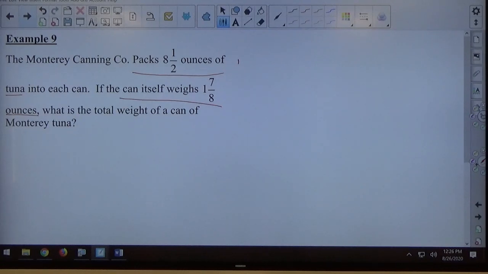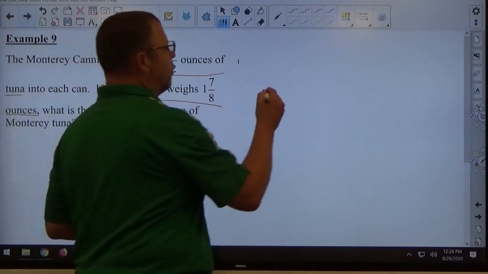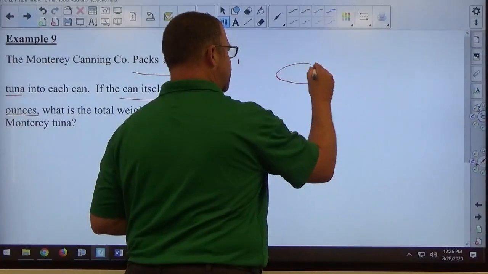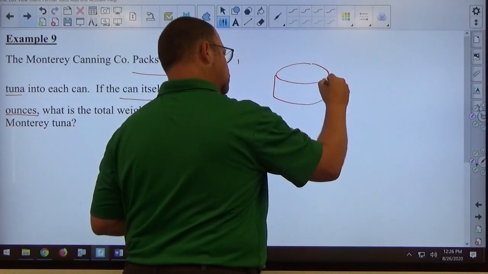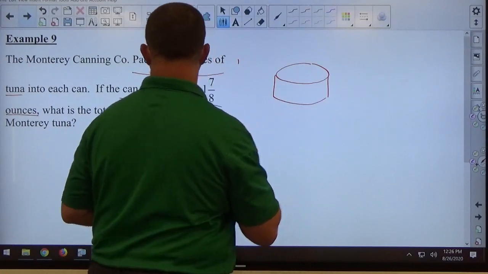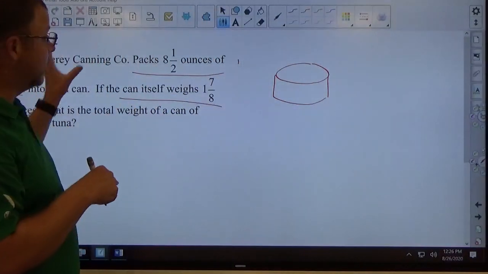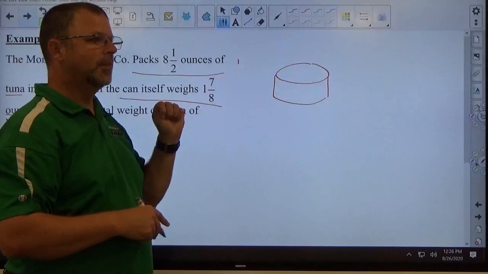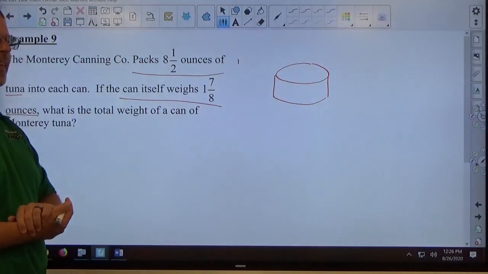Subtract. Why do you think subtract? You should add. Why do you think add? Just imagine, here, I'll draw a picture of what's going on. Here's the can of tuna. Wait, is the 1 7/8 added with the 8 1/2? The 8.5 ounces of tuna is being put inside the can. We want the weight of the can of tuna. Oh, yeah, so add. Add, right?